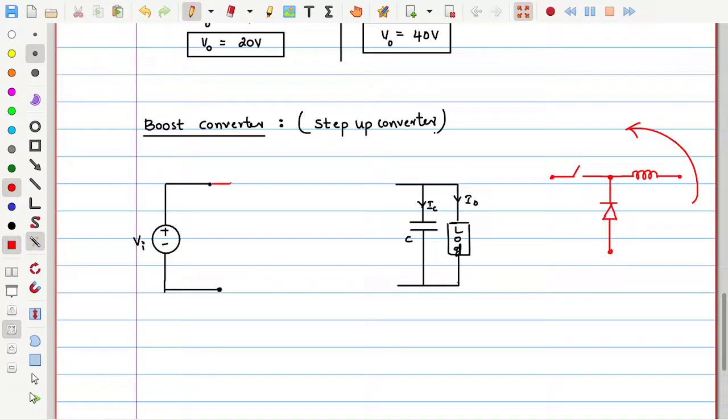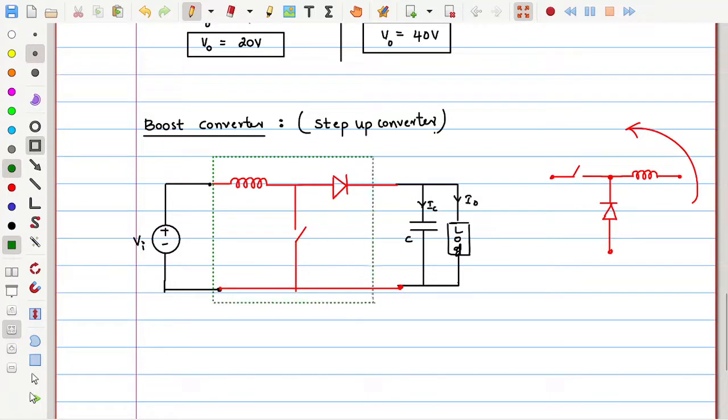Here we will have the inductor, and here we will have the switch, and here we will have the diode, like this. Now this red color highlighted portion is what? The boost converter. This portion is what we call the boost converter.